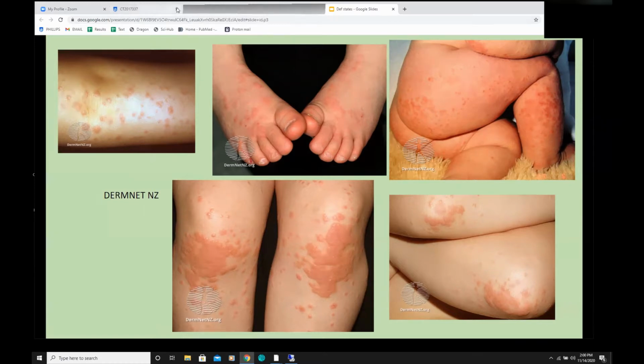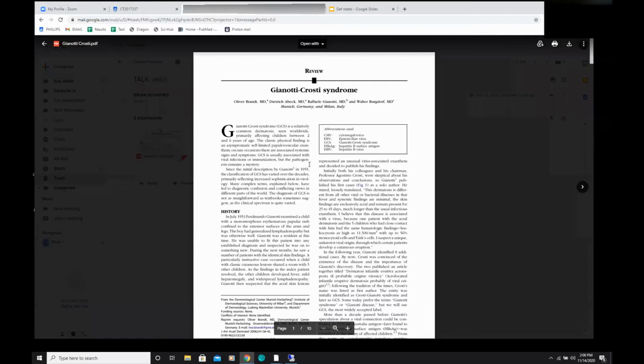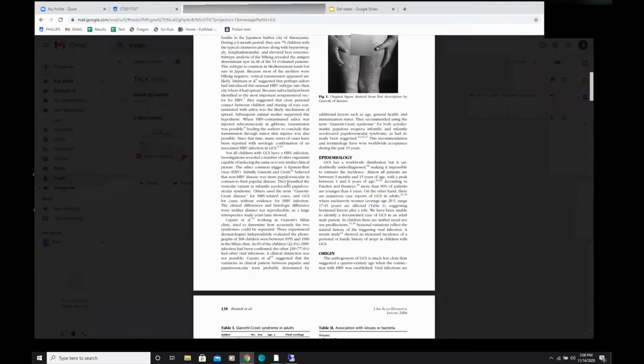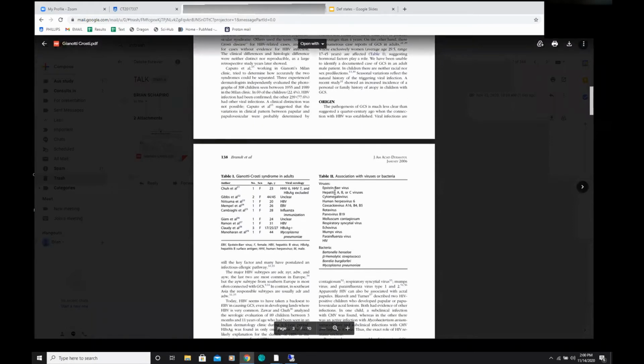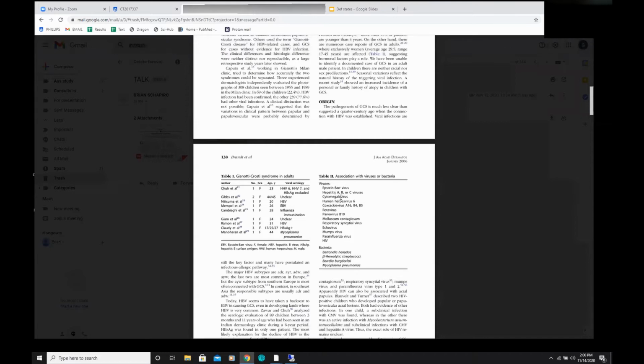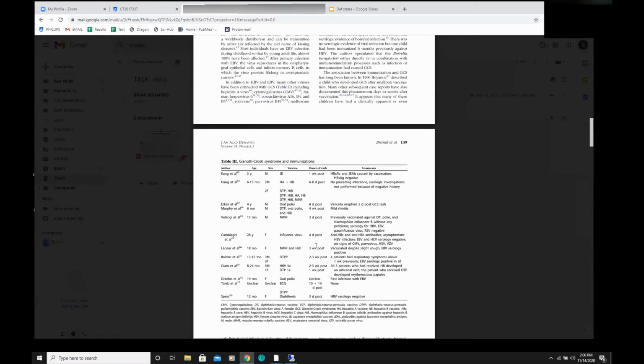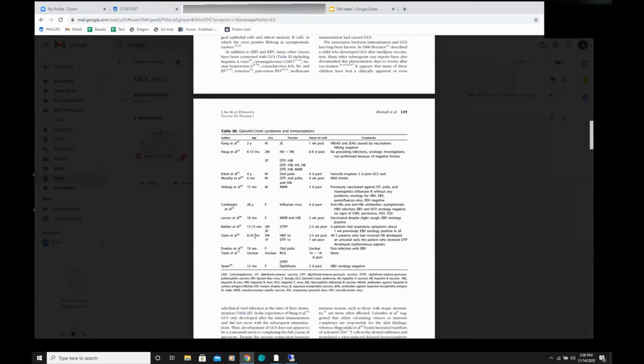So in the JAD quite a while ago, there was a good review of Gianotti-Crosti, and I will attach this for everyone to have. This follows many different viral infections: Epstein-Barr, hepatitis, cytomegalovirus, Coxsackie is the one. We haven't seen it post-COVID yet, but who knows, that might be something in the future. HIV, and even some bacteria, Bartonella, beta-hemolytic strep, and Mycoplasma pneumoniae. Usually the patients are below the age of 4 years. There are some cases with adults.